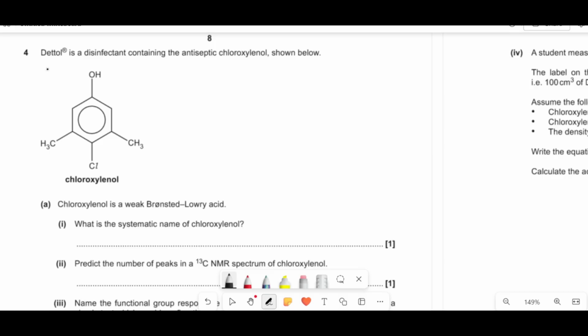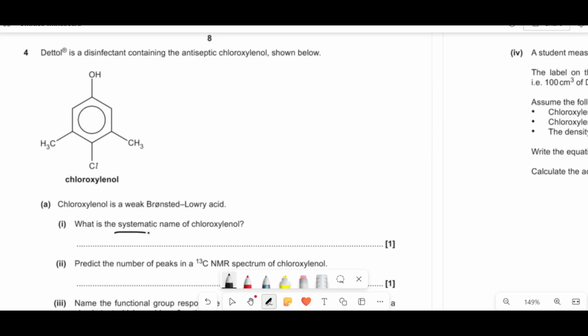There you go. Dettol is a disinfectant containing this antiseptic, chloroxylenol, shown below. Chloroxylenol is a weak Bronsted-Lowry acid. Anything that is an acid will lose an H+. Anything that is a base will react and gain an H+. Make sure you get that in your head. You can always say proton donor, proton acceptor, but you need to know what that actually means.